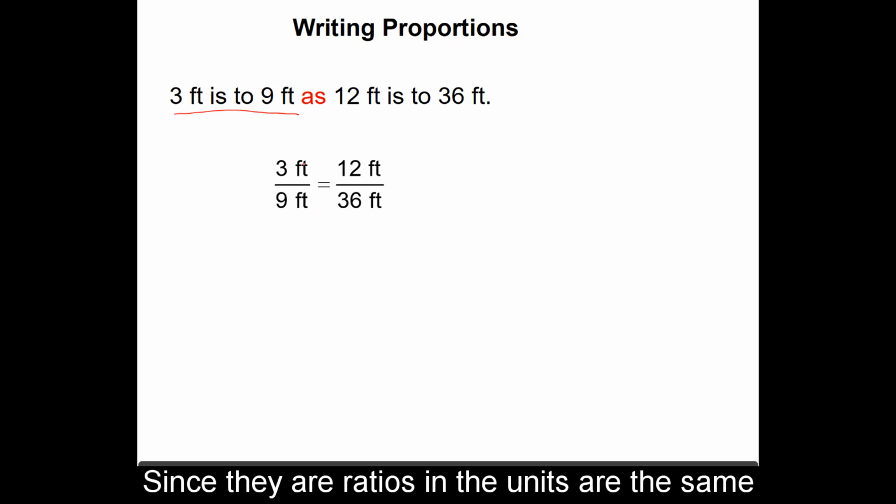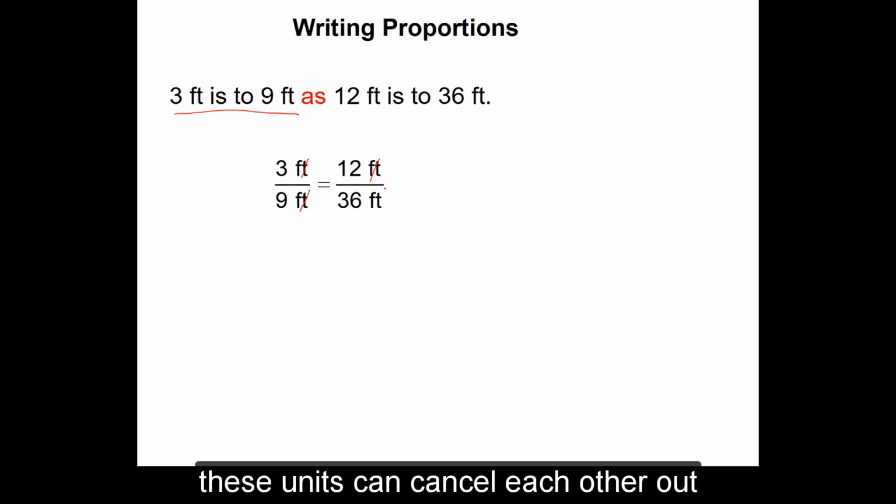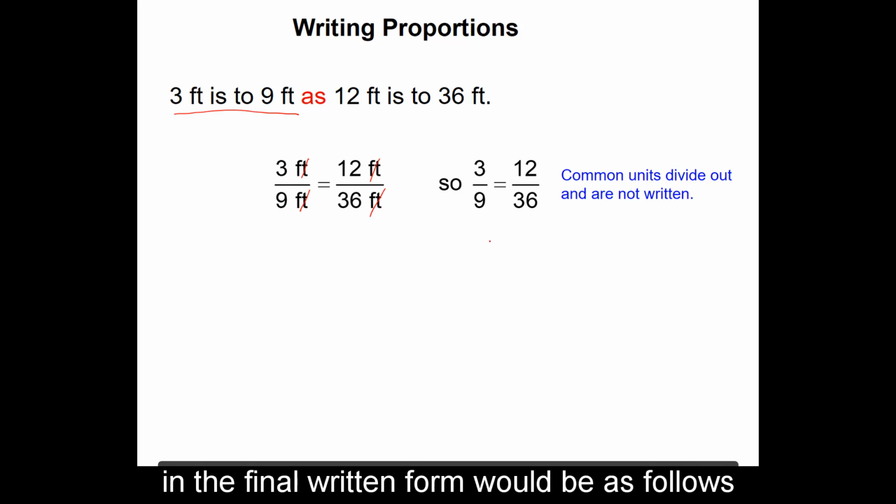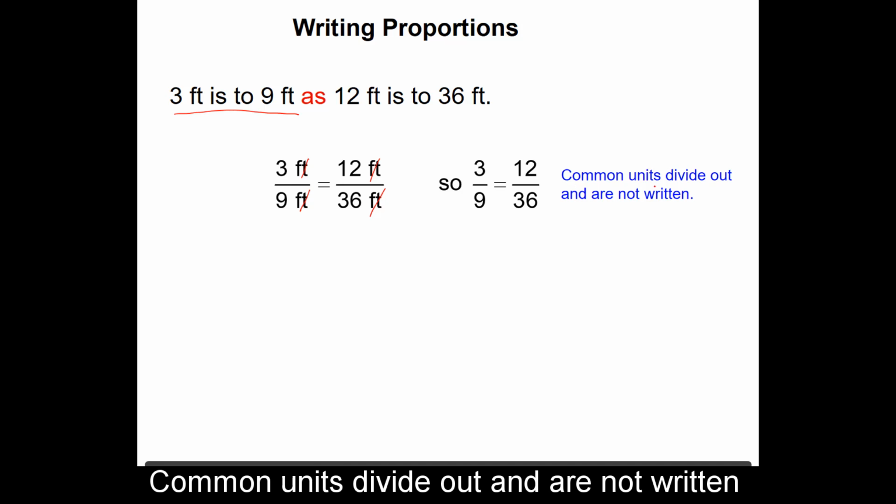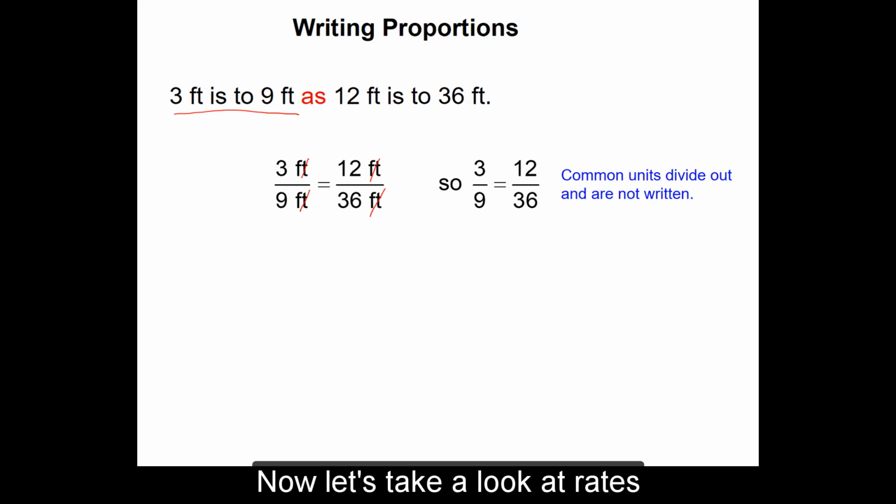Since they are ratios and the units are the same, these units can cancel each other out, and the final written form would be as follows. And again, common units divide out and are not written. So this is what happens with ratios.